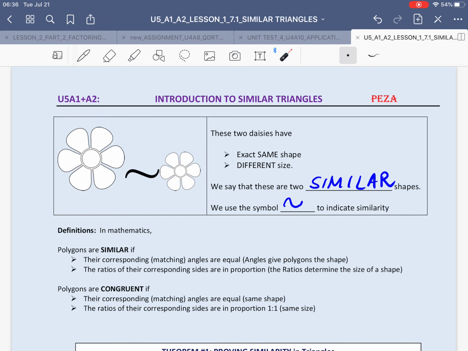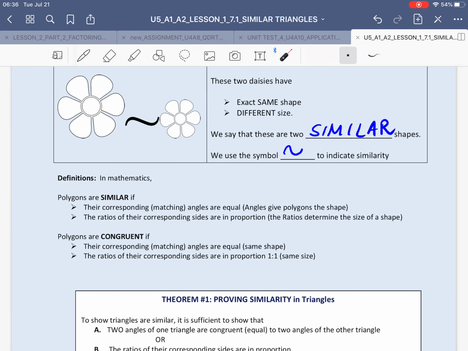Now, we say that polygons are congruent if they have the exact same angles, so the matching angles are the same, so they must have the same shape. But the ratios of the corresponding sides are in proportion 1 to 1, which means same size.